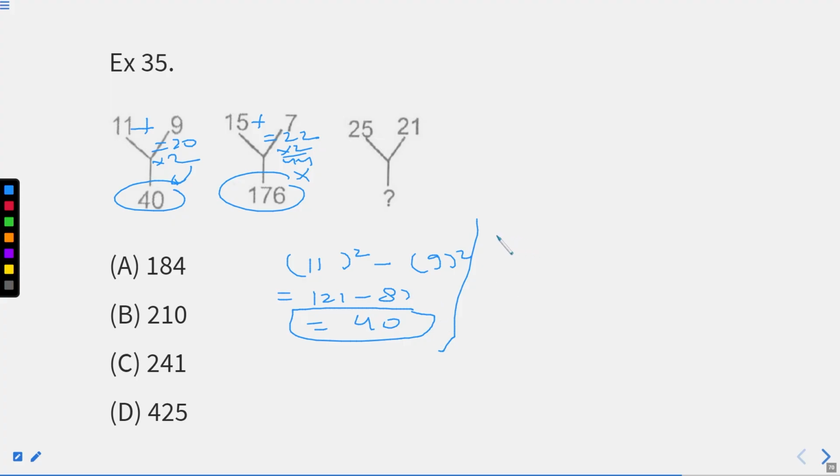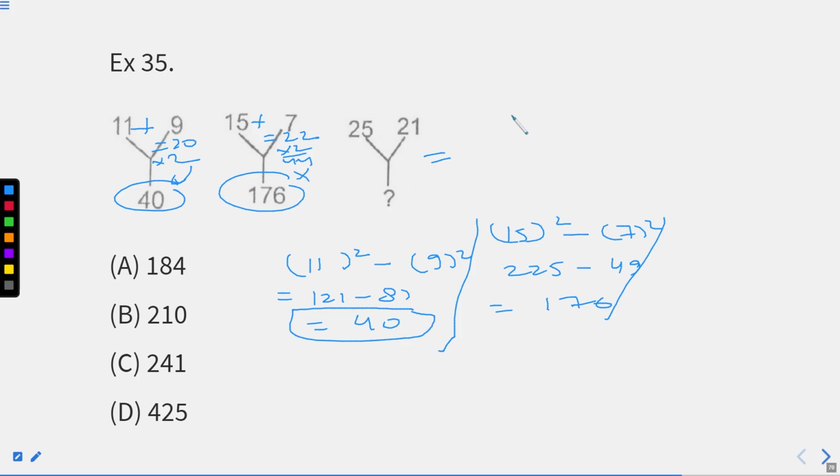But we are not sure whether this is the right approach or wrong. For that, we'll implement the same procedure in the second figure. That is 15 square minus 7 square. So what are we getting? 225 minus 49, which is 176. Yes, my friend, we are getting our answer. So we'll implement the same in this now.